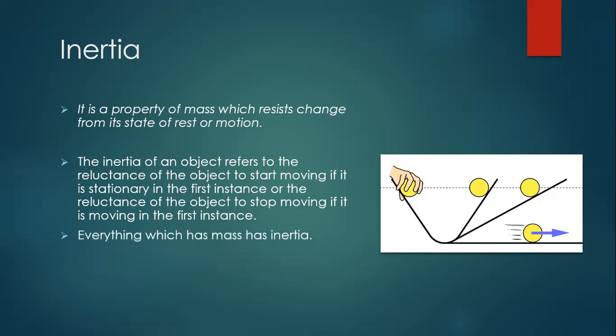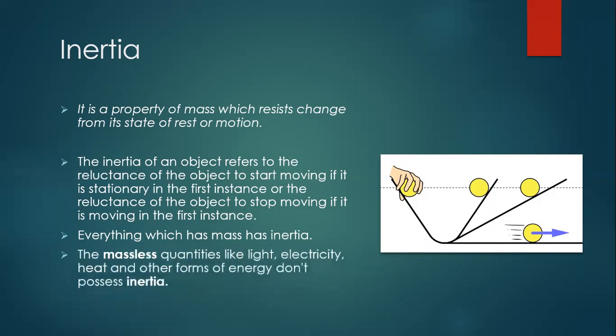Now everything which has mass has inertia, but a massless body doesn't have inertia. Like light, electricity, heat, and other forms of energy don't possess inertia.